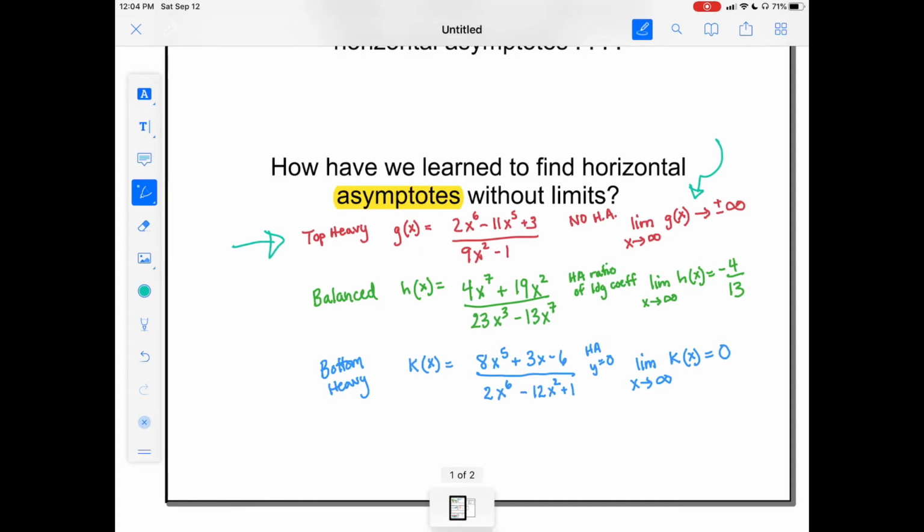All right, so that's condition one. That's when it's top heavy. Top heavy implies there's no horizontal asymptote because those y values are going to get big fast or small fast.